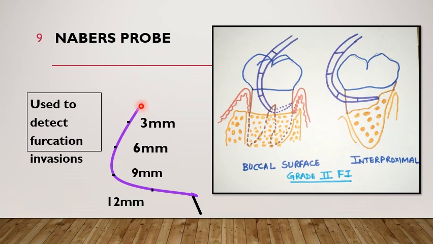This is Nabers probe. We all know this is a curved probe. It has markings of 3, 6, 9 and 12 millimeters.